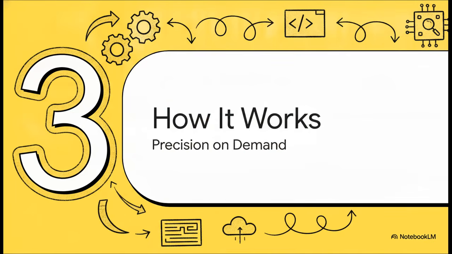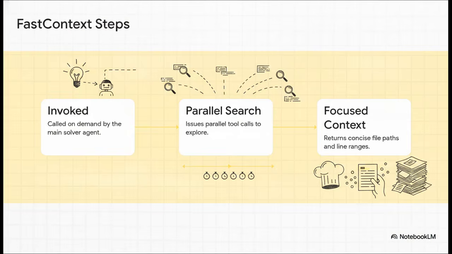Moving on to Section 3, how FastContext works: precision on demand. The workflow here is wonderfully simple, mapped out in these 3 steps. Step 1, FastContext is invoked on demand by the main agent. It doesn't just run wild, it waits for instructions. Step 2, it issues parallel tool calls to search the codebase incredibly fast. And Step 3, honestly, this is the magic part. It returns concise file paths and specific line ranges as focused context.